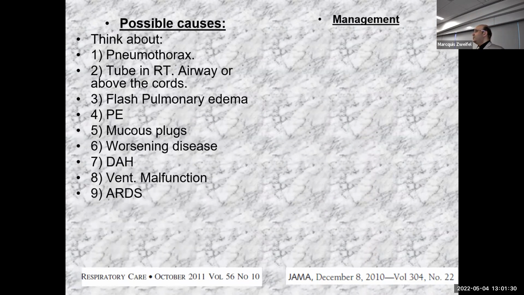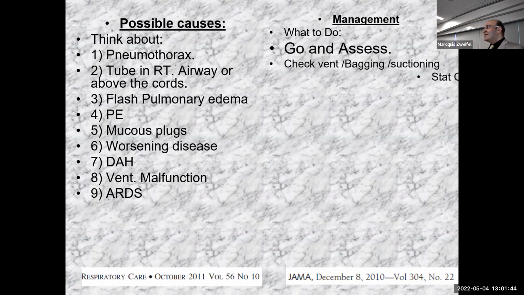Okay, what should you do? What you need to do is go and assess your patient, right? You can order a chest X-ray, ABG, that's fine. You can also look with the ultrasound. If you're thinking pneumothorax, you can look with the ultrasound to see if there is any pneumothorax. This is the quicker mode compared to the X-ray, if you're good in ultrasound.